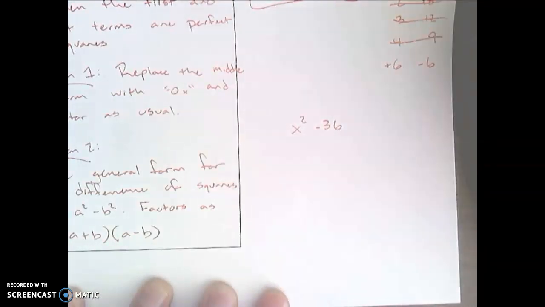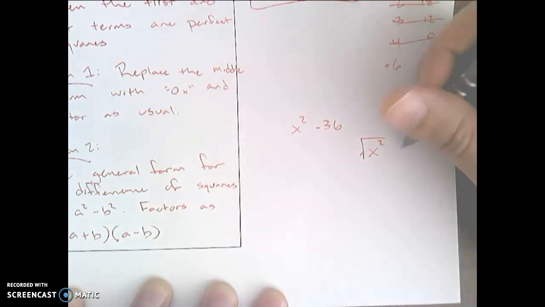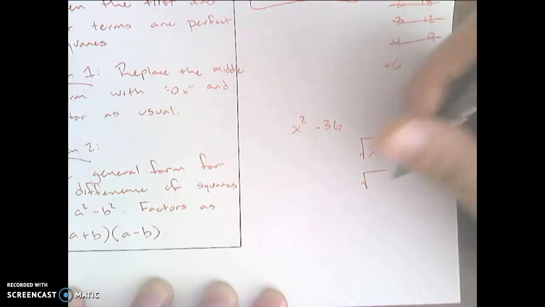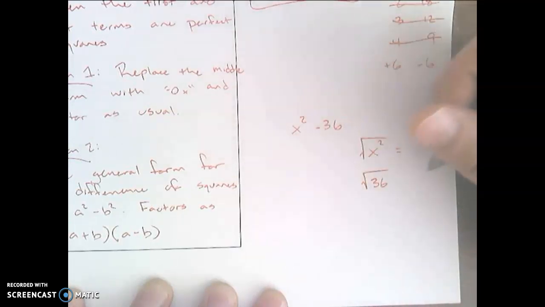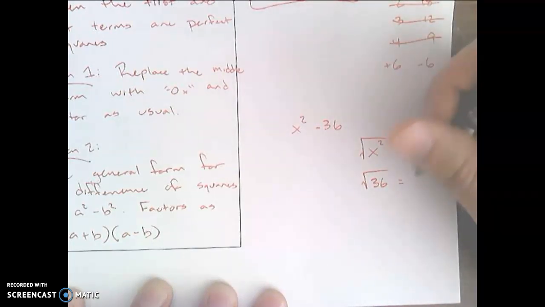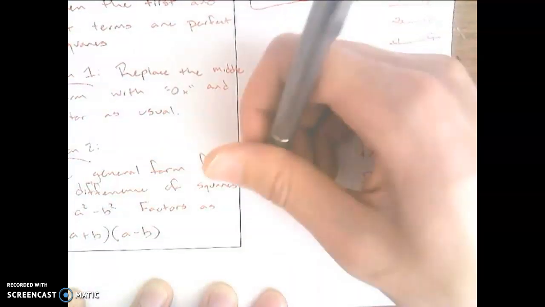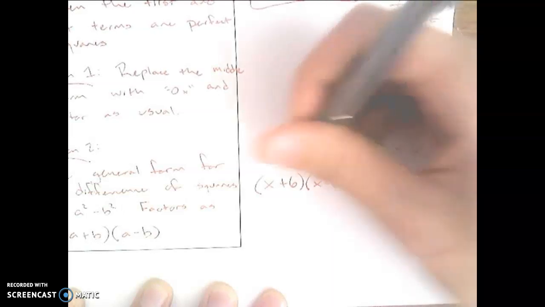So when finding this, we can take our first term, take the square root, and take the second term, the last term, and take the square root. So the square root of x squared is just x. The square root of 36 is 6. So we can take x plus 6 and then x minus 6. And you can see that that gives us the same solution.